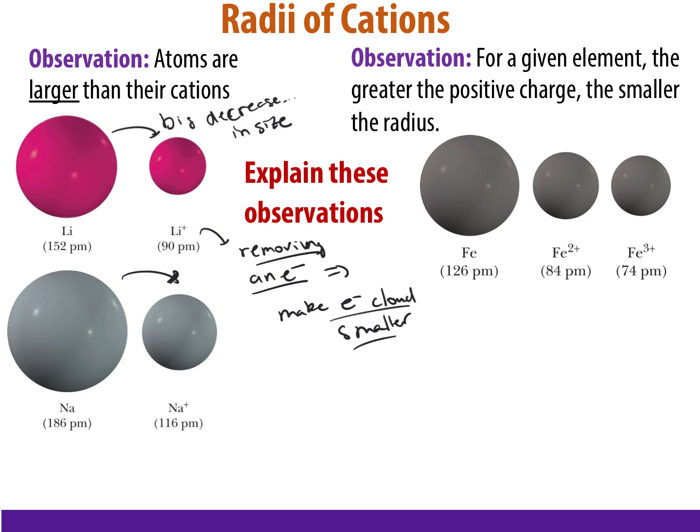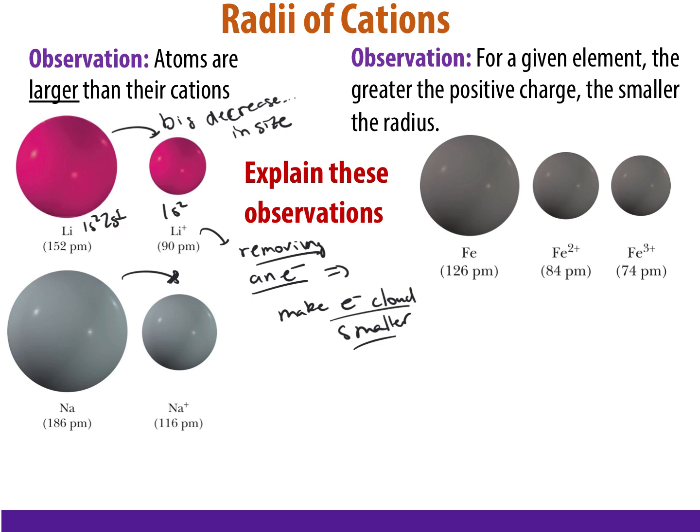Now we can go a little bit more detailed to explain this. If we look on the left, going from the neutral atom to Li+ and Na+, these are big decreases in size. Why is it such a big decrease in size? Well, lithium is 1s2, 2s1. Li+ is just 1s2. So in this case, we removed that whole n equals 2 shell.